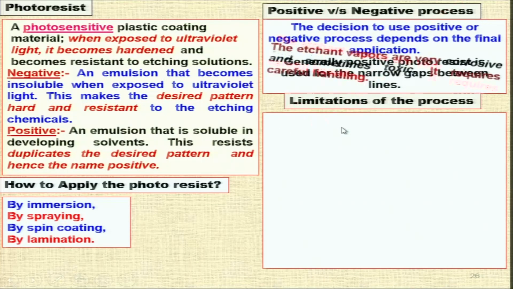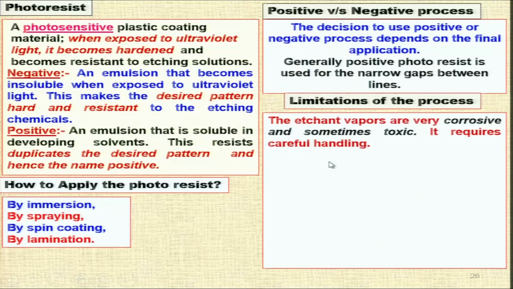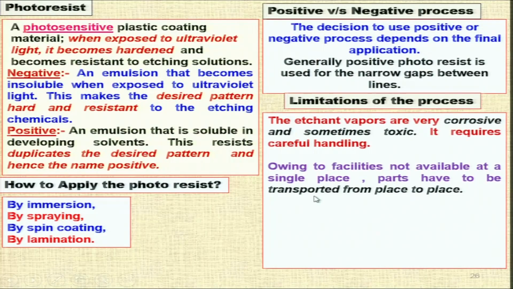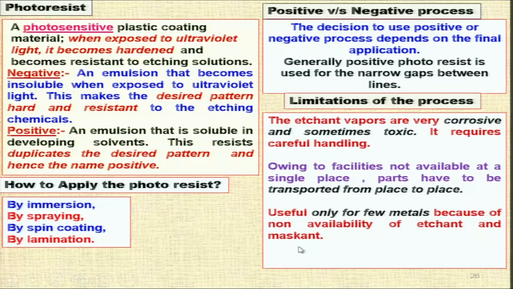Limitations of the process. The etchant vapors are very corrosive and sometimes toxic. It requires careful handling. Owing to facilities not being available at a single place, parts have to be transported from place to place. It is useful only for a few metals because of non-availability of etchant and maskant, and the material removal rate is very low compared to other advanced machining processes or conventional machining processes.